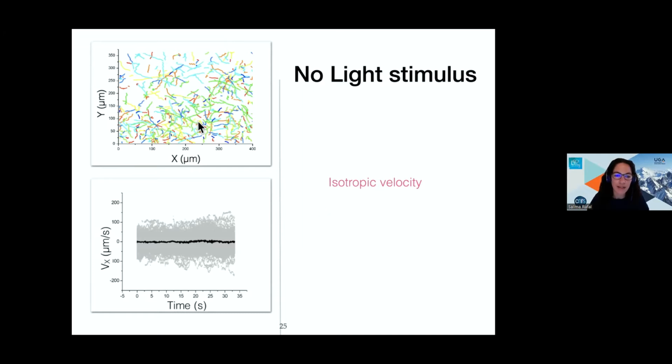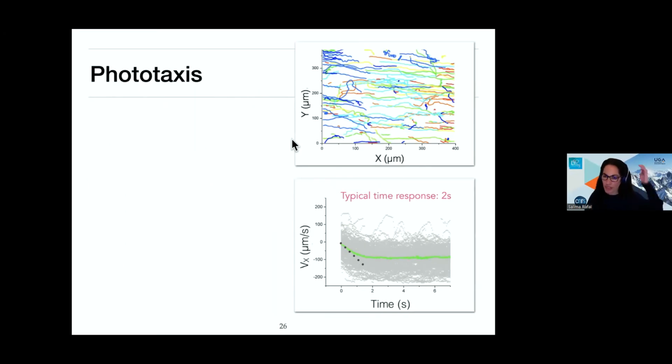So when there's no light, as I said before, the trajectories are completely random-like at long time scales. If you measure, for instance, the x component of the velocity on average, you will find 0 for all time because this is isotropic. And now if you shine some light, you can see already that the trajectories are more aligned. And you can measure a typical response time of 2 seconds when you shine light at t equals 0. Then the x component of the velocity takes 2 seconds to take a finite value on average.